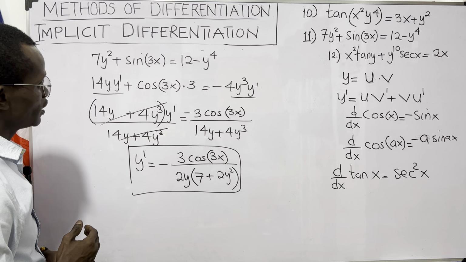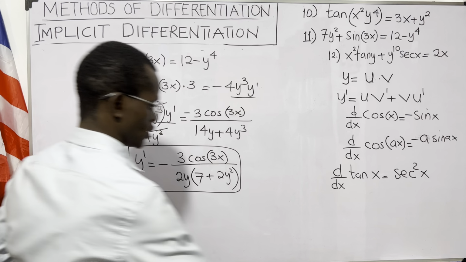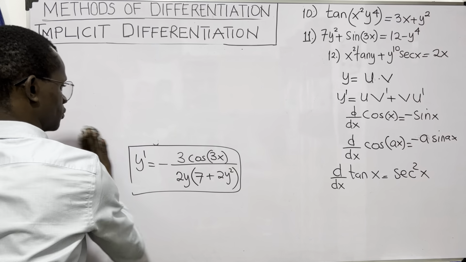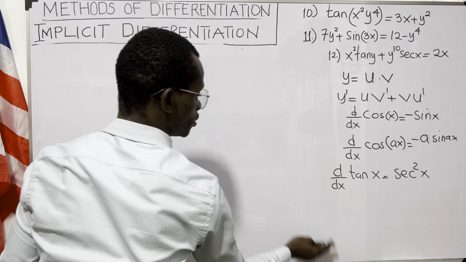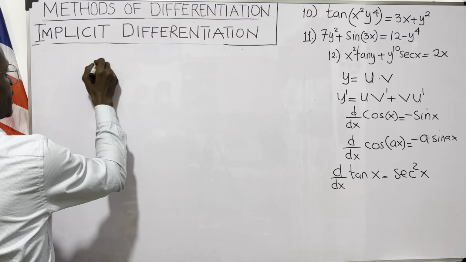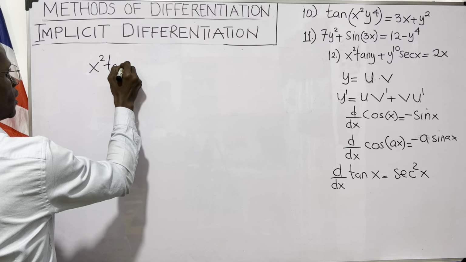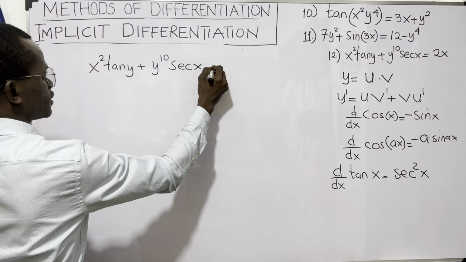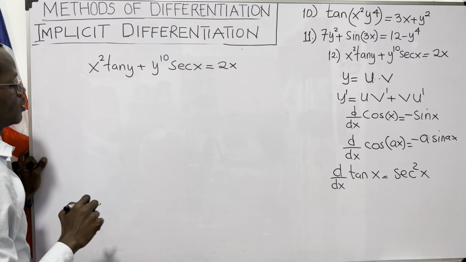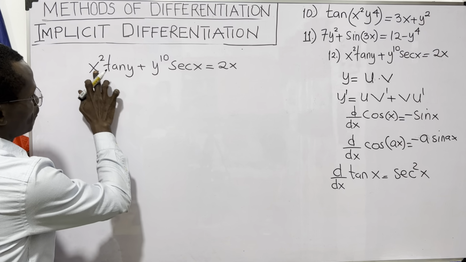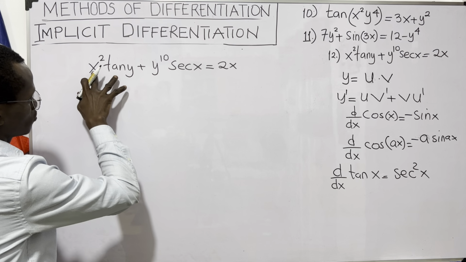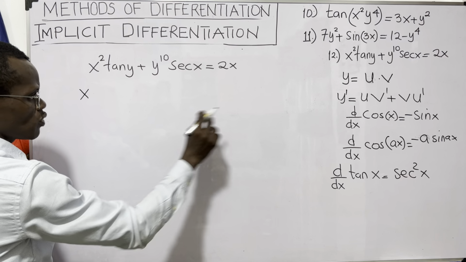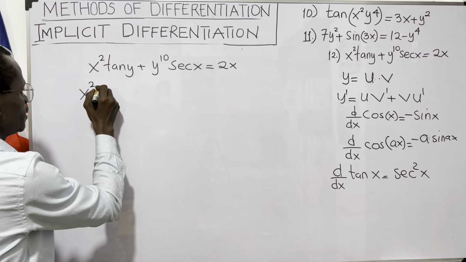So let's move to the next one, the last problem. The last problem says x squared tangent y plus y to the 10th power secant x is equal to 2x. So in this term, we have two functions, x and a trigonometric function. So again, we use the product rule. We hold x squared and differentiate tangent.